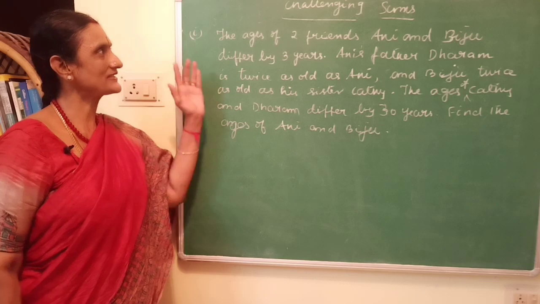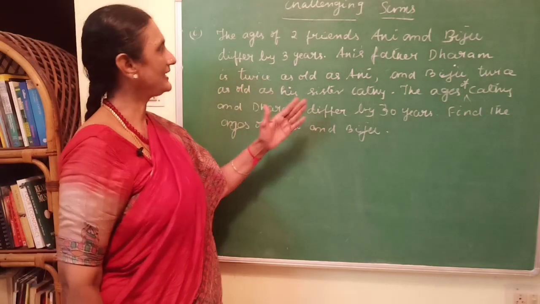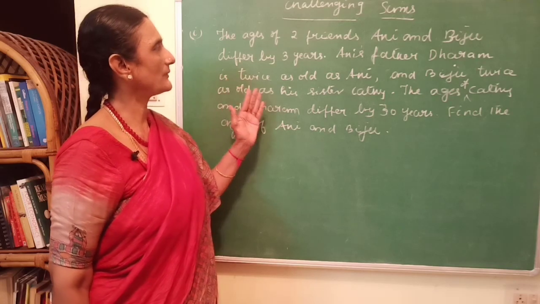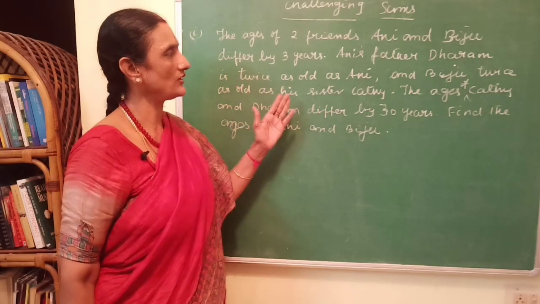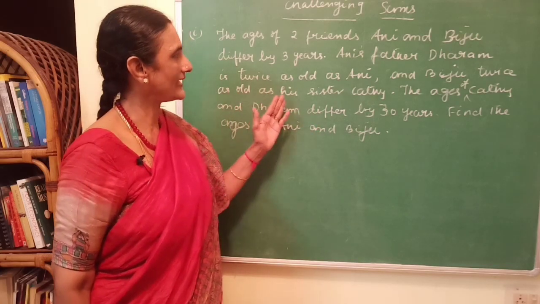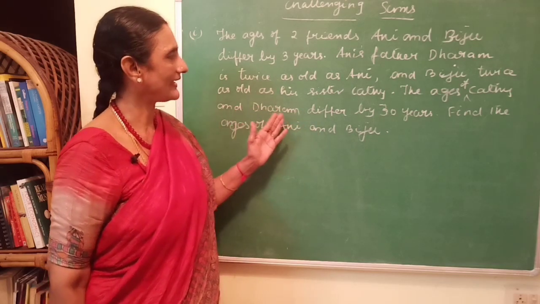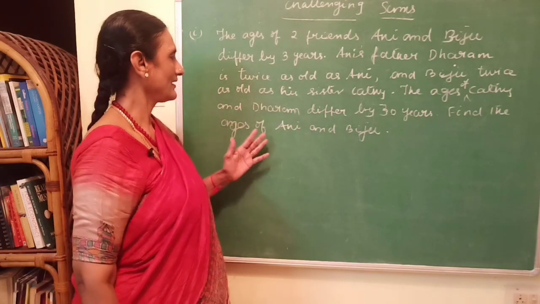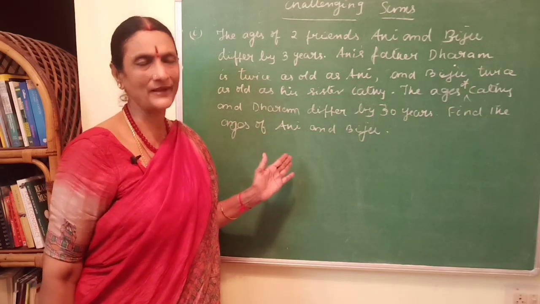We have taken one such sum. The ages of two friends, Ani and Baiju, differ by 3 years. Ani's father Dharam is twice as old as Ani, and Baiju is twice as old as his sister Kathy. The ages of Kathy and Dharam differ by 30 years. Find the ages of Ani and Baiju. This is the question.